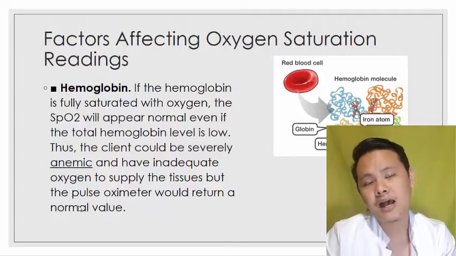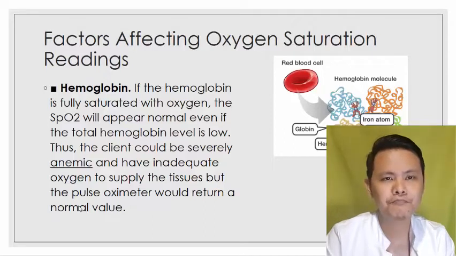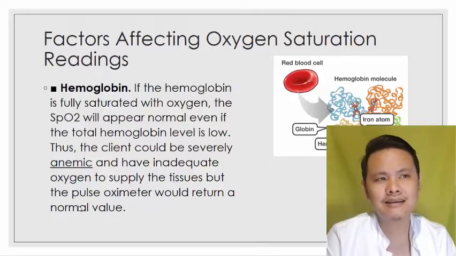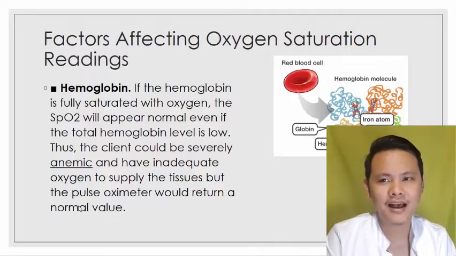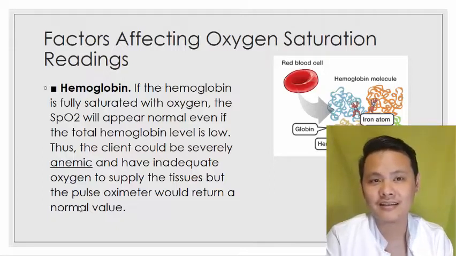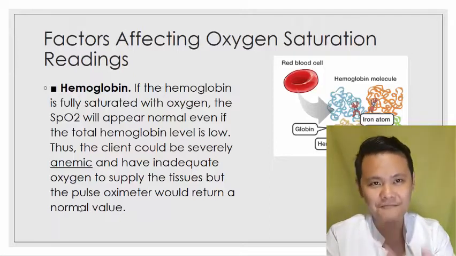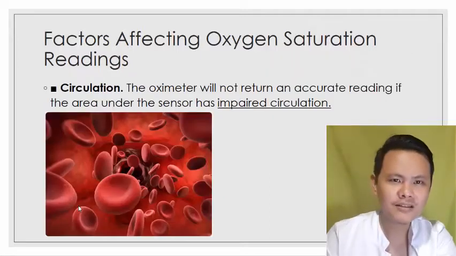That is one of the drawbacks of the pulse oximeter. Hindi niya kasi kayang sabihin na anemic ang isang tao because it measures the oxygen saturation in the body, not really the hemoglobin. Okay? Next one, we have the circulation.